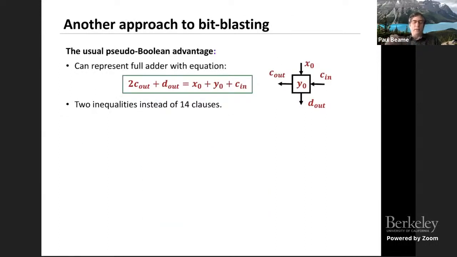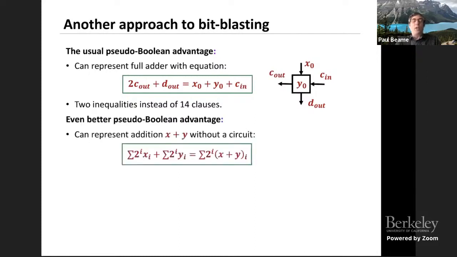So we need this equation, and this is two inequalities. It's written as an equation, but it's really two inequalities in cutting planes instead of what would be 14 clauses. But the key is actually how we can do the inference as a result. Okay, so we can do something more. We could actually represent that addition without the circuit. So we don't need to fully bit blast to a circuit.